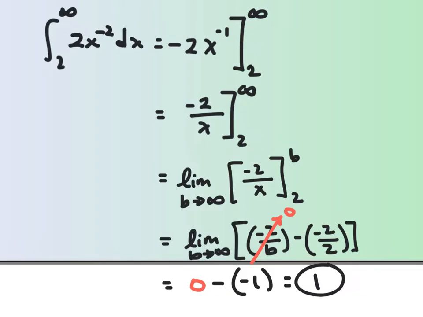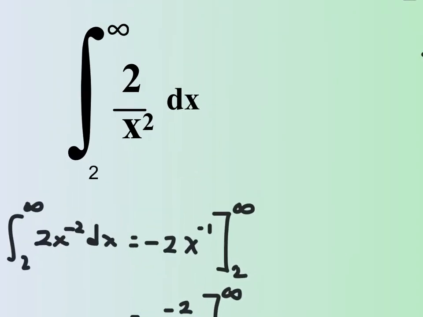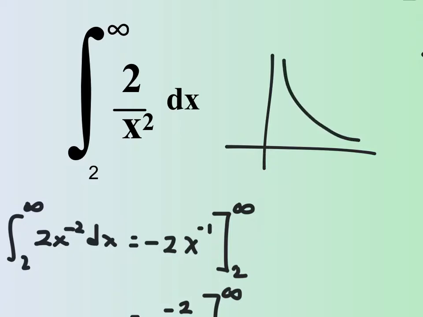So I get 1. You'll see that the limit as b goes to infinity of negative 2 over b will eventually go to 0. And if we take 0 minus a negative 1, we get 1. So if we were to look at a graph, it's pretty amazing how this works, but a graph of 2 over x squared will look something like this as well. As we go from 2 to infinity, the area under that curve is going to equal 1. It's amazing, and we're going to get to more of that as we get into sequences and series and all that good stuff in the chapters to come.